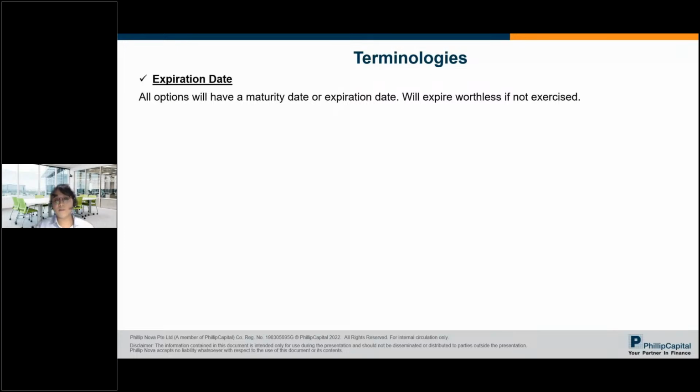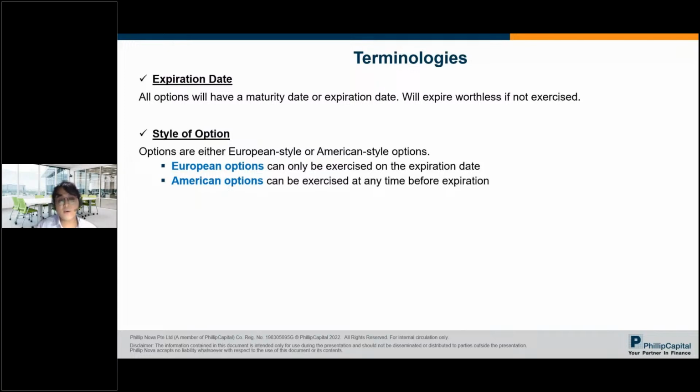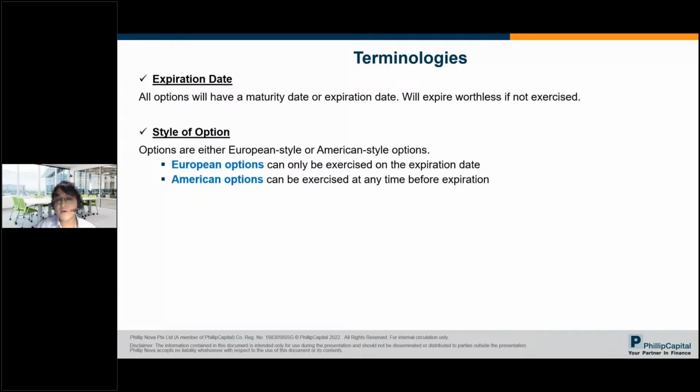So what are some key terminologies? Firstly would be the expiration date. All options have a maturity date or expiration. And if you choose to not exercise it, these options will simply expire worthless. We also have the different styles of options. The main ones are European options as well as American options. American options can be exercised at any time before expiry, while European options can only be exercised on the expiration date. A very simple way to remember this is that the A for American stands for anytime, while the E in European stands for only at expiry.